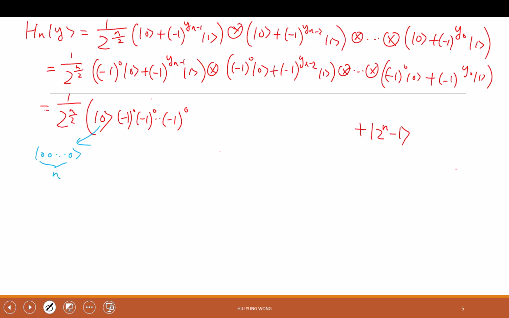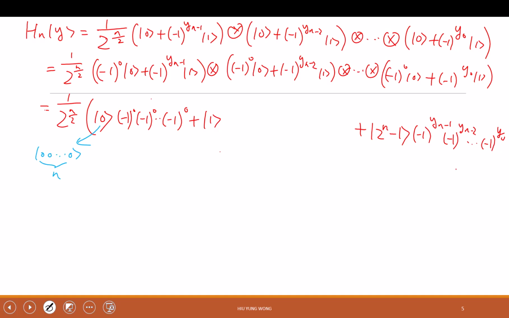So you will get it by negative 1 yn minus 1, negative 1 yn minus 2, all the way to negative 1 y0. Right? Is that okay? Okay, then I just fill in other term for 1. 1 is like 0, 0, 0, 0, 0, 1, right? Everyone is following there.